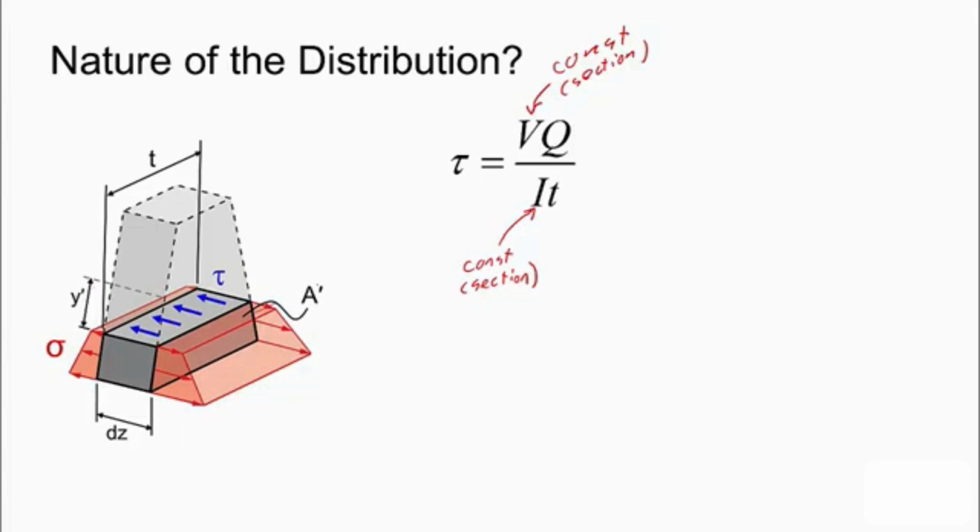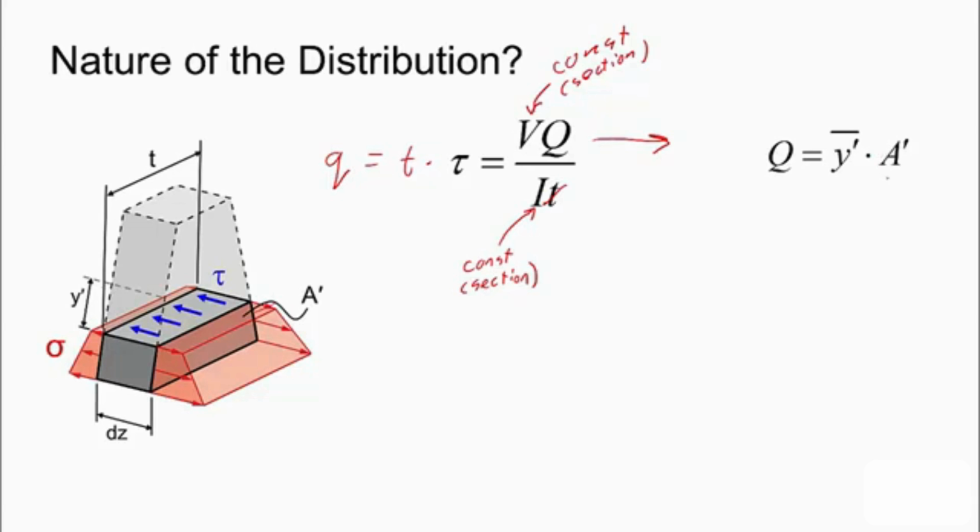Now the area A prime comes into play in Q, but V and I will be constant for the cross-section. T can also vary, but for now let's just bring T over here and equate this to shear flow just to remove T from the equation. So V is constant, I is constant, so the distribution is dependent upon Q. And if you recall what Q is, it's the distance from the neutral axis to the centroid of the area A prime times the area A prime.